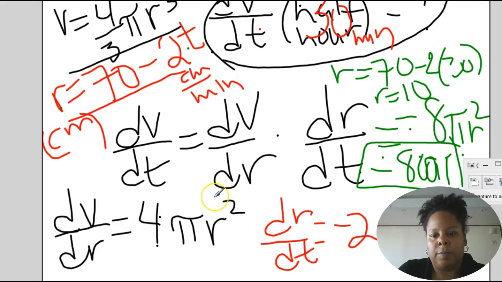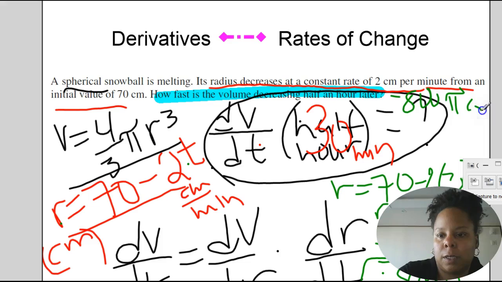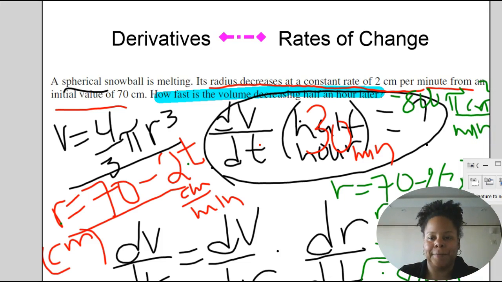Okay, all right. That answer is a number numerically, but what does that mean for my situation? That means that the volume is decreasing at a rate of -800 pi, and we have to put units, which is centimeters cubed per minute. Sorry, my handwriting is horrible. And if I plug this into the calculator, it will give me approximately 2,500 centimeters cubed per hour.